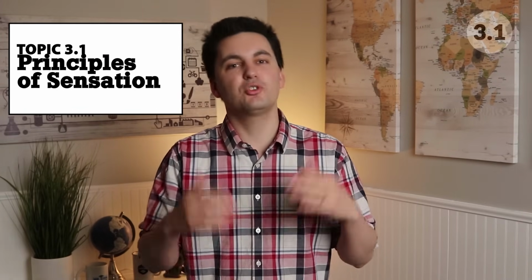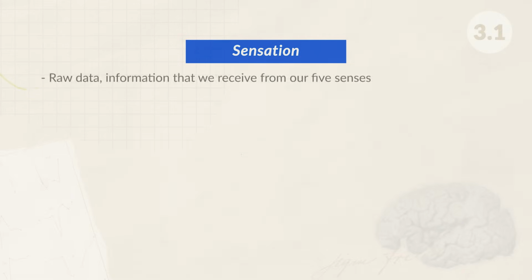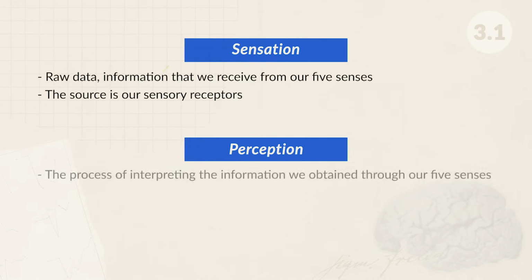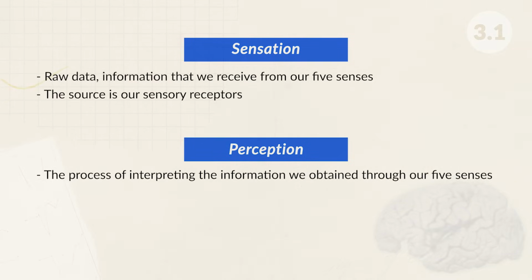Let's start talking about the difference between sensation and perception. Remember, sensation is raw data, information that we receive from our 5 senses. The source is our sensory receptors, while perception is the process of interpreting the information we've obtained through our 5 senses. We can organize our sensations and perception in a variety of different ways.